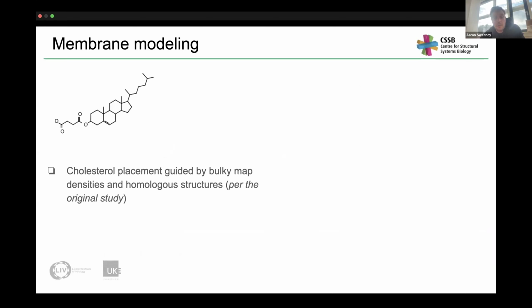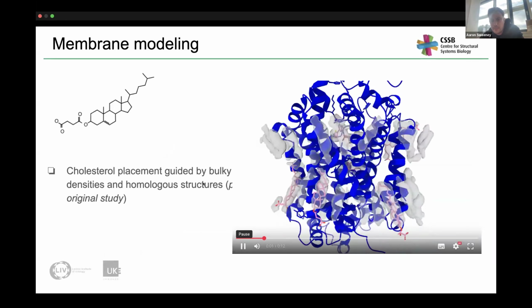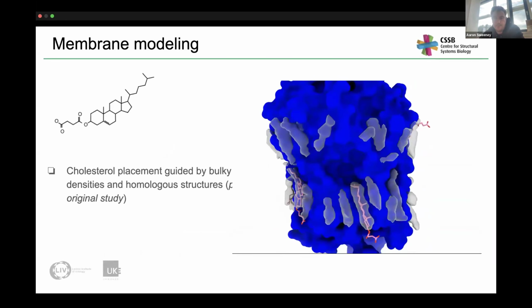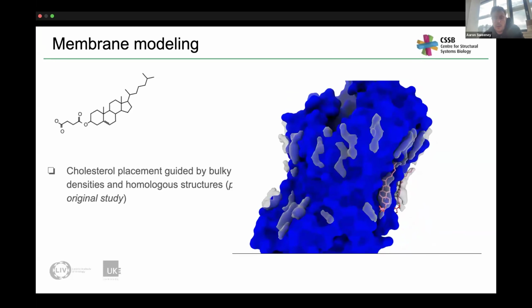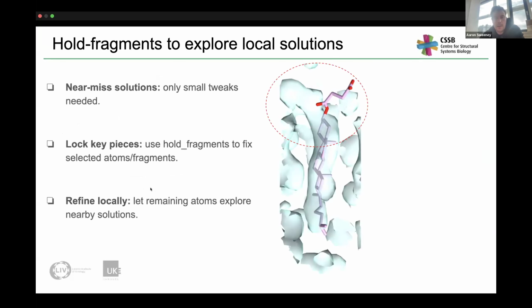And finally, I had to model the cholesterols from the membrane. To do this, I fit them into more bulkier looking densities around the membrane, and had a look at some homologous structures similar to how they did in the original study, and ended up fitting them, and they looked fairly well fit. I thought they clearly still need some small refinement, and luckily in ChemEM you can do this.